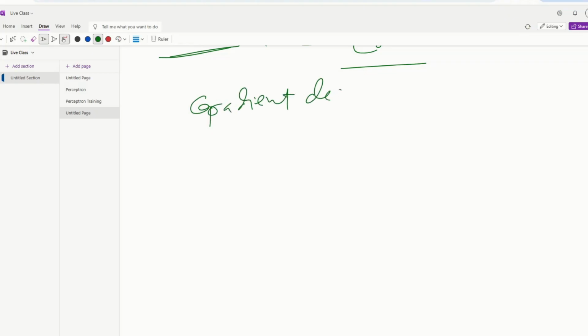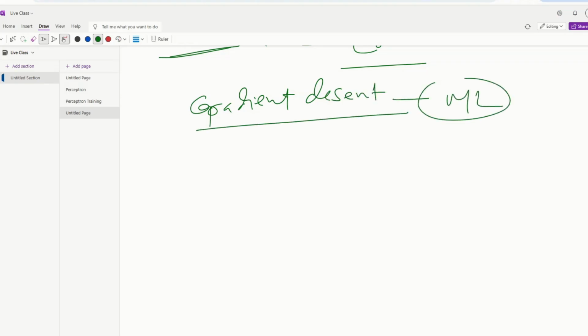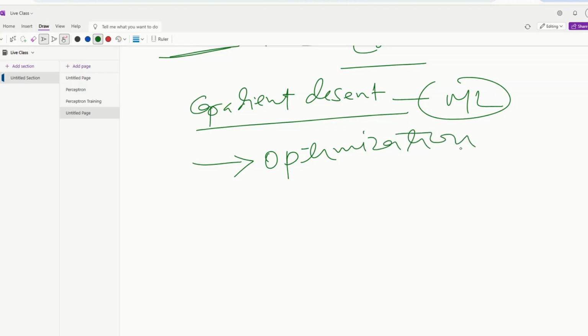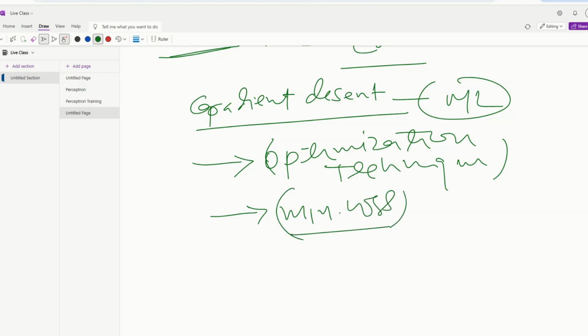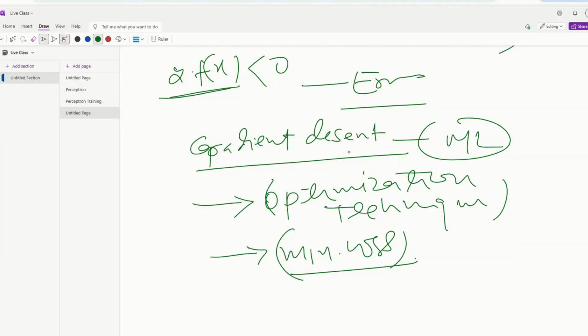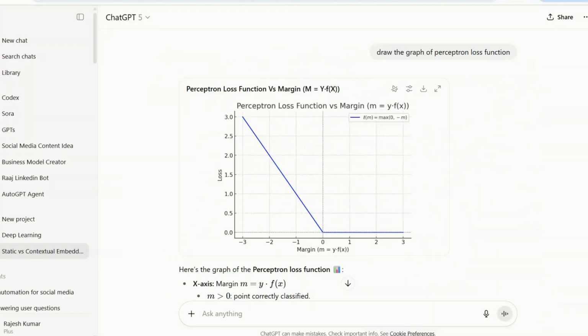I hope this word is not new for you. If you have an ML background, then I hope you know what gradient descent is. If you don't know, gradient descent is an optimization technique to find the minimum loss. I will discuss it right now, but before that, I want to draw the graph of the derivative of this function.